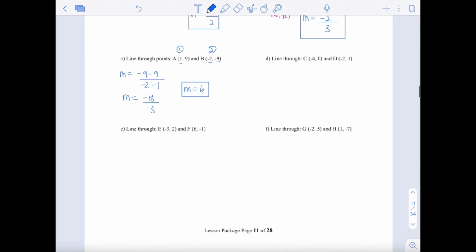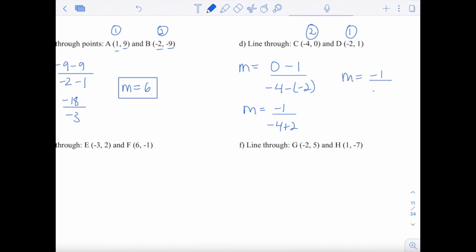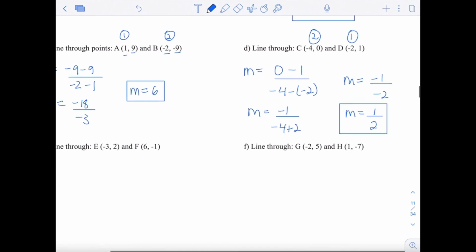For this one, let's call this 2 and this 1, and I just have to sub it into my formula again. M is y2 minus y1 over x2 minus x1. I get negative 1 over, and I'm going to do one step here, negative 4 plus 2, which is negative 1 over negative 2, and of course I'm going to cancel the negatives. So this is a positive slope, but it's not as steep. This one's a gradual slope.